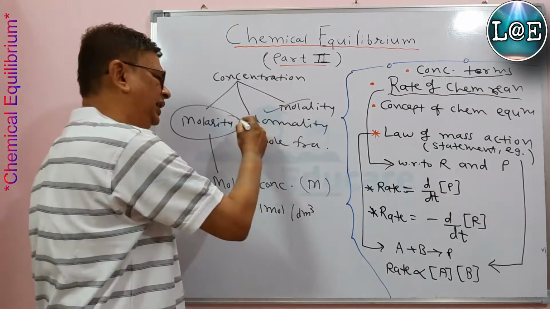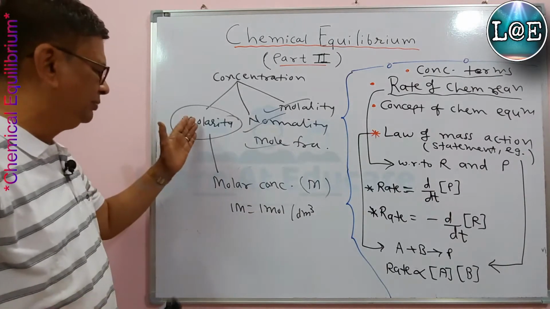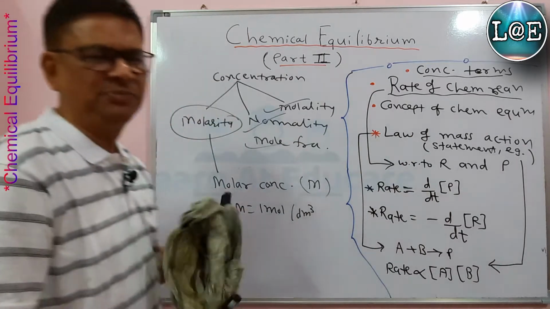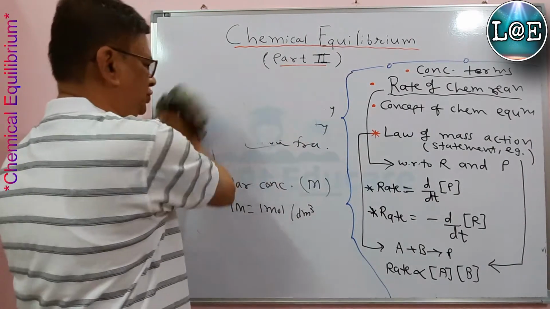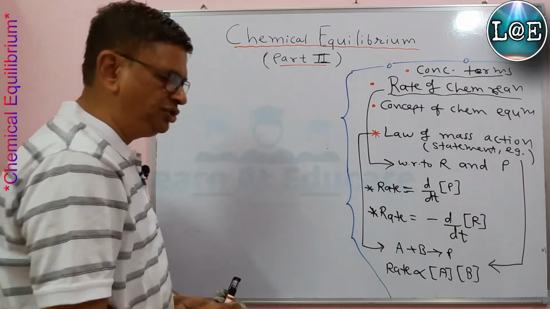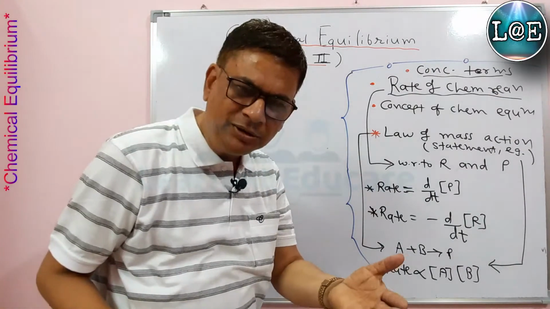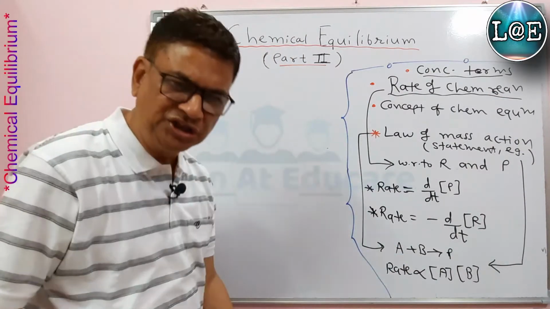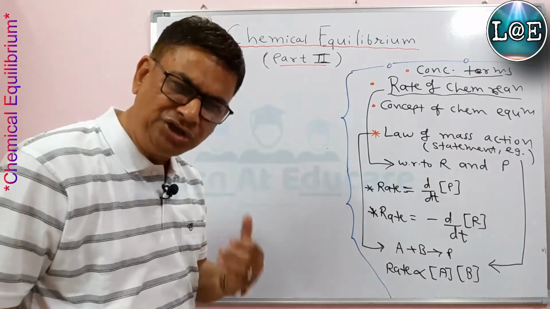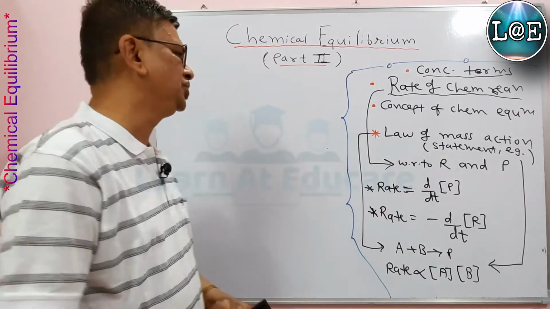Similarly, there are molality, normality, mole fraction. Here they are not required. That's why only molarity is mentioned, meaning molar concentration, and 1 molar means 1 mole of that substance present in 1 liter of solution. What happens whenever a chemical reaction occurs? There is a change in concentration of reactants as well as products. The concentration of product is increasing, and reactants are consumed in order to give product, therefore their concentration decreases.